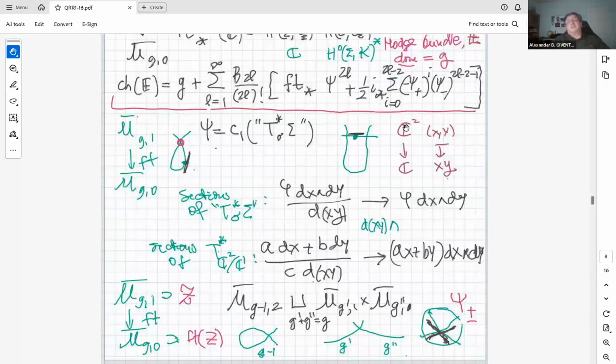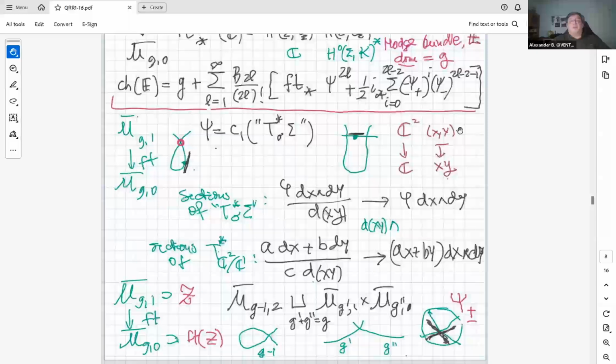It means that there is C2 mapping to C here, where C2 is just the plane with coordinates x and y, and the map is the product x times y. Then when x times y is equal to epsilon, it is a non-singular curve, a hyperbola. And when it becomes zero, it degenerates into a nodal curve, the intersection of two branches, right?